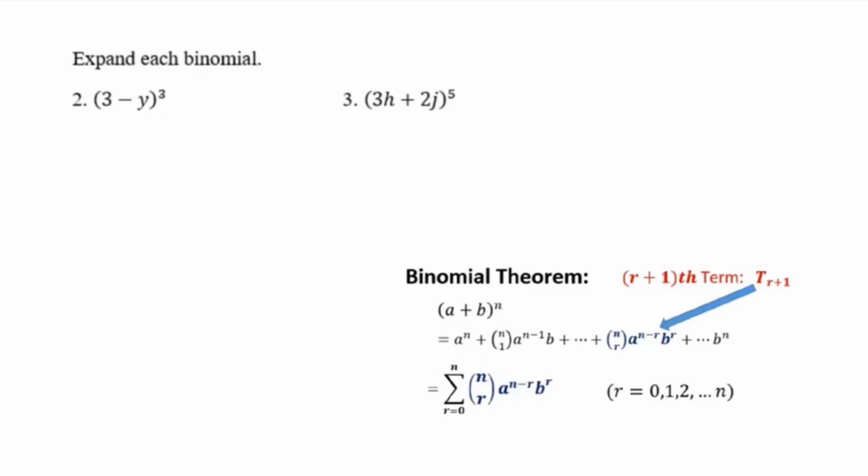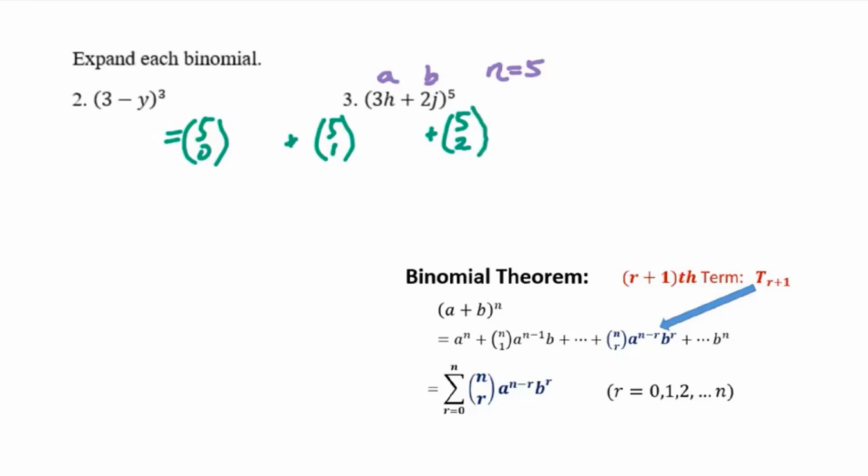Now let's go to number 3. We count this is a, this is b, and n equals 5. So first step, you will write down 5 choose 0 plus 5 choose 1 plus 5 choose 2 plus 5 choose 3 plus 5 choose 4 plus 5 choose 5.